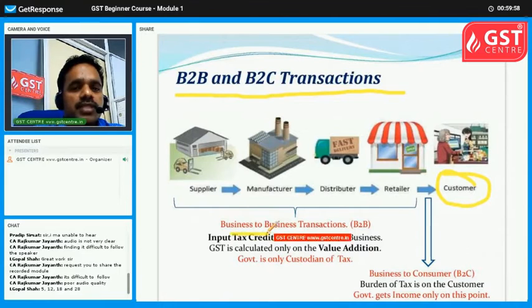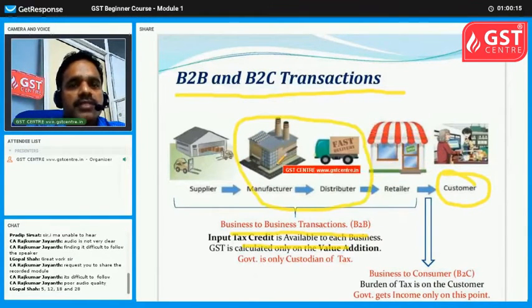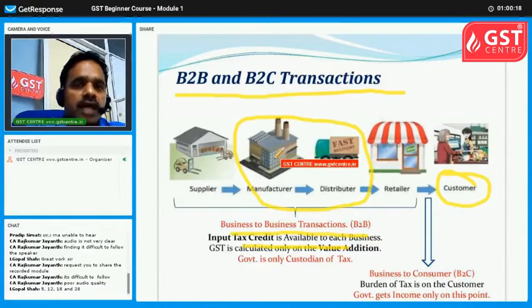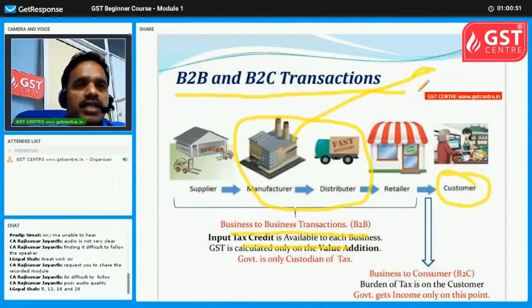So, if you take business to business transactions, input tax credit is available to each business. Input tax credit means, take the manufacturer and distributor. When the distributor is buying from the manufacturer, the distributor has to pay the price to the manufacturer, and only then will the distributor get the goods. And when the distributor is paying the price, the distributor is also paying some amount as tax. This tax received by the manufacturer will be given to the government. So the distributor is indirectly paying some tax to the government: the distributor pays to the manufacturer, and the manufacturer pays to the government.